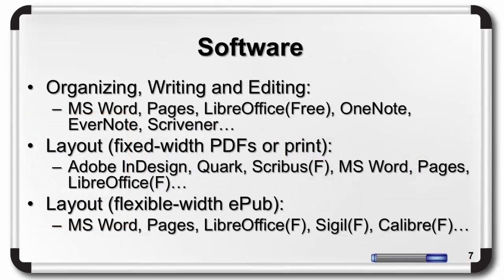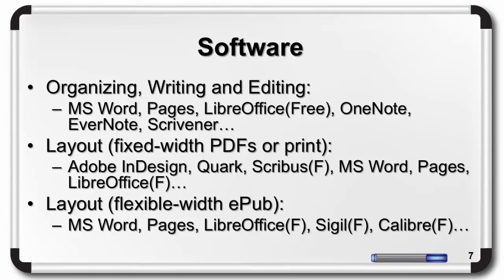As discussed in past lessons, there are a number of different software titles that you can use. For organizing, writing, and editing your text, you can use any text editor that you're used to, like Word, Pages, or LibreOffice. You may also find other titles useful depending on your project. For example, OneNote or Evernote can be used for planning or helping you quickly take notes and grab and organize content from the internet. When publishing ebooks, you can create documents that have fixed or flexible widths.